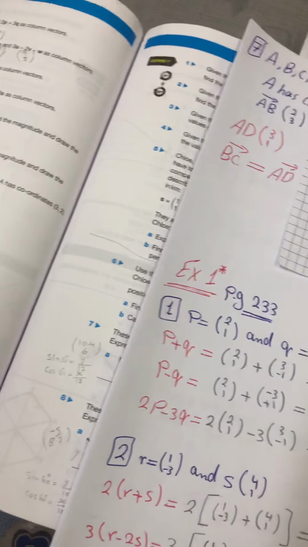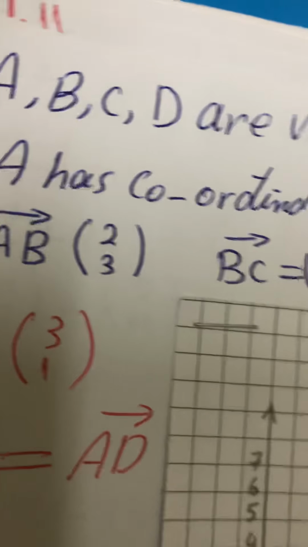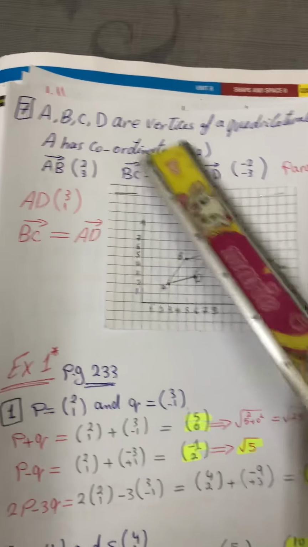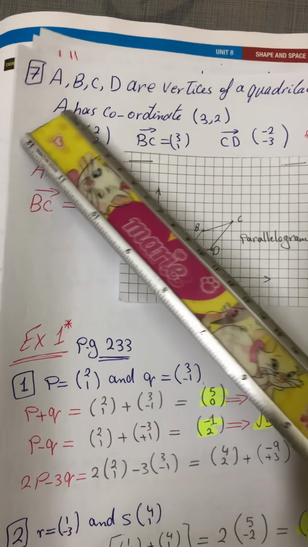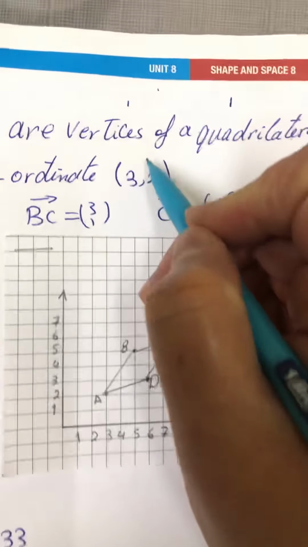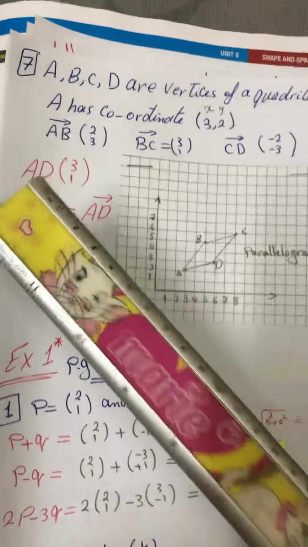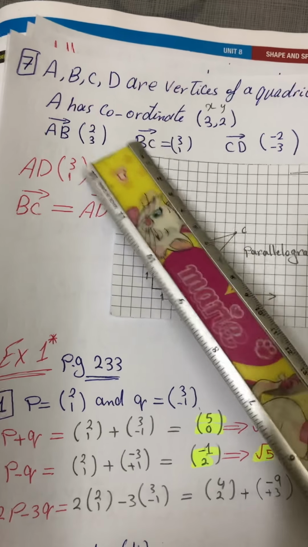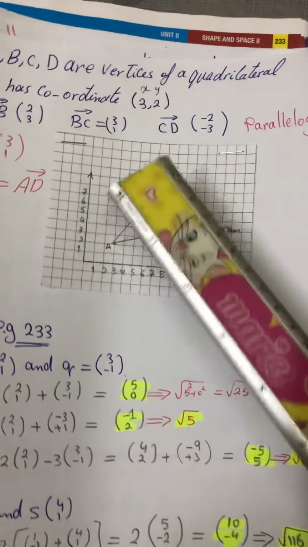Now I want to solve number 7, because in number 7 we have to draw. He said A, B, C, D are vertices, points of quadrilateral. A has coordinate 3 and 2. Of course, all of us know what does it mean by coordinate. This is X and Y, okay? And vector AB is 2, 3. Vector BC, this is the direction from B to C, from A to B, 3, 1. And CD, -2 and -3.